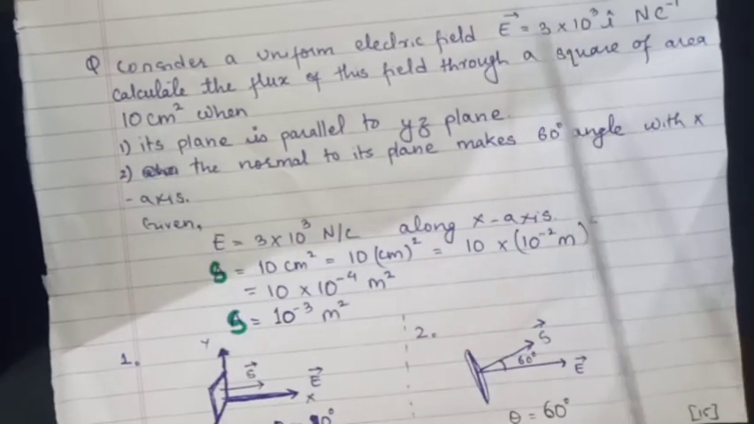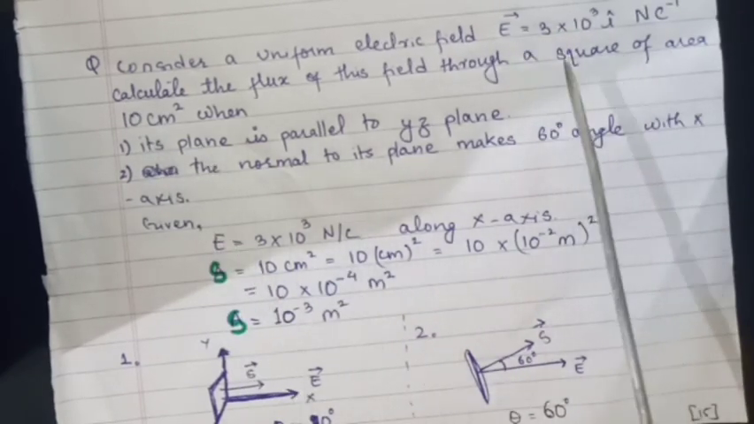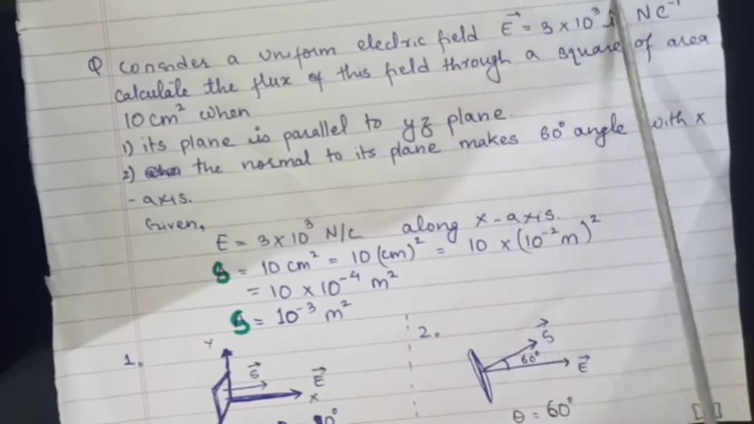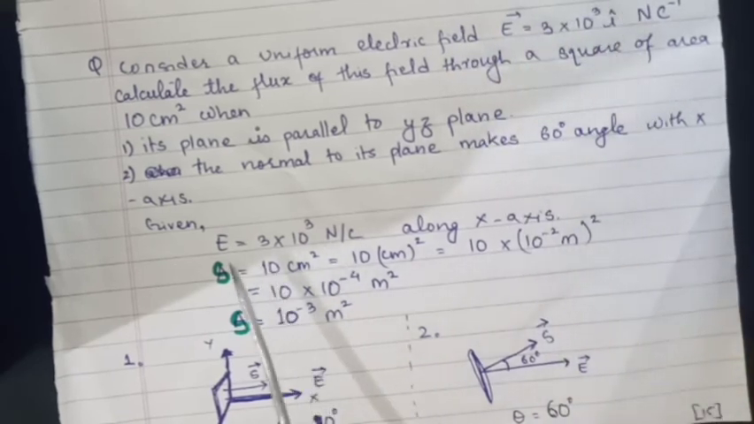Now this is another question which is similar to the previous question. We have electric field and we have the square of area 10 centimeter square. So we have to find the flux when the plane is parallel to the YZ plane and when the normal to the plane makes 60 degree with the x-axis. Out here the electric field is along the x-axis, which is i. So electric field is this much.